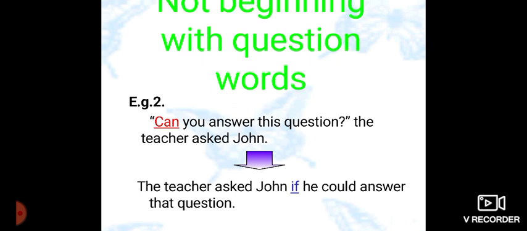So example two. Again we can see, what is the direct speech? Can you answer this question? The teacher asked John. So the indirect speech is, the teacher asked John if he could answer that question.